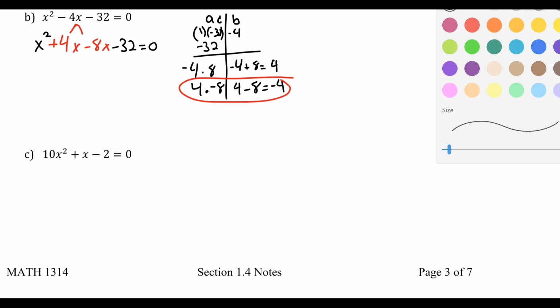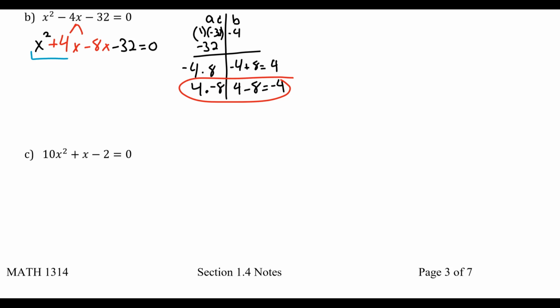I'm going to factor by grouping. So I'm going to look at these first two terms, x squared plus 4x. I can factor out an x, leaving me with an x plus 4.